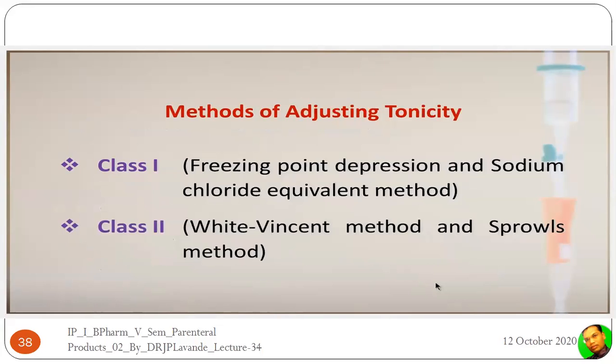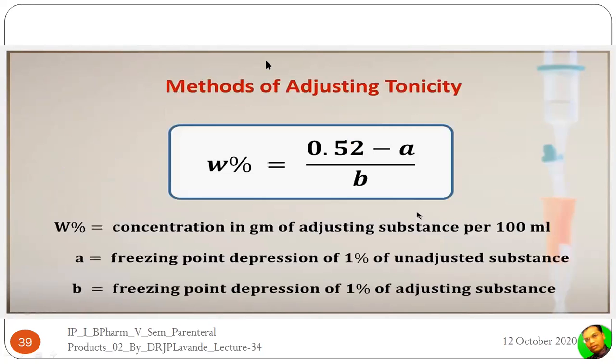In order to make the solution product isotonic, we require the adjustment of the tonicity. And to adjust the tonicity, we have different methods, like class 1 and class 2 methods. The class 1 methods include the freezing point depression and the sodium chloride equivalent method. Class 2 consists of the White Vincent method and the Sproul's method. Sproul's method is also called the modified White Vincent method. Now how do these methods work and how are they carried out?